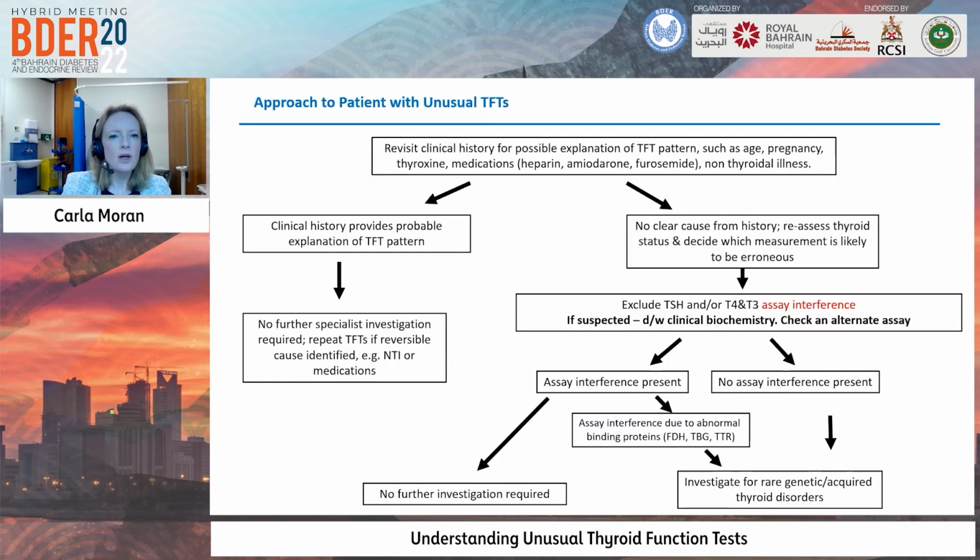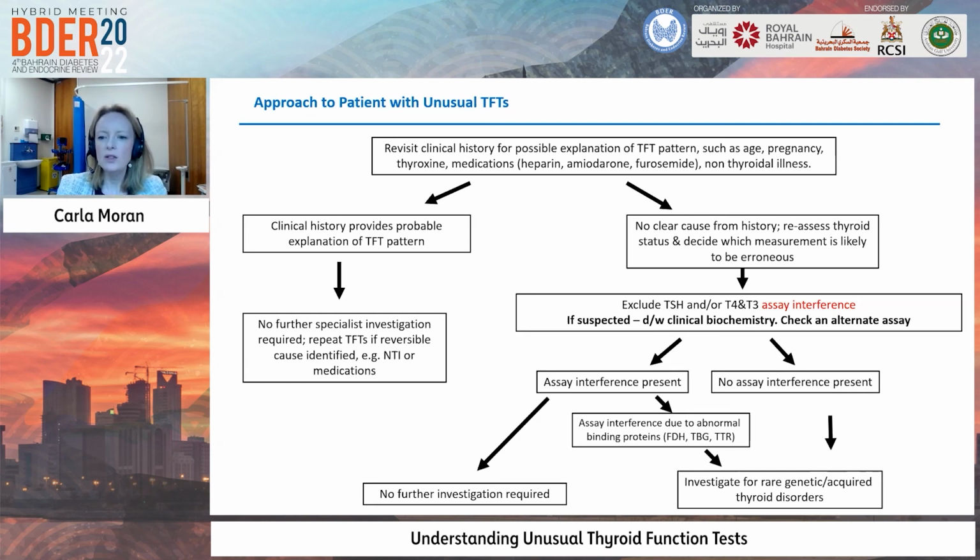So I'd like to summarize my approach to a patient with unusual thyroid function tests. So it's important to revisit the clinical history and think about a possible explanation for the thyroid function test pattern, such as their age, so neonatal status, pregnancy, whether they're on thyroxine, be careful about medication history, and whether there could be any non-thyroidal illness. If the clinical history explains the TFT pattern, so for example, non-thyroid illness, then no further investigation is required at the time. If there's no clear cause, then I'm careful to reassess the thyroid status, and I try to think which measurement, if any, is likely to be erroneous.